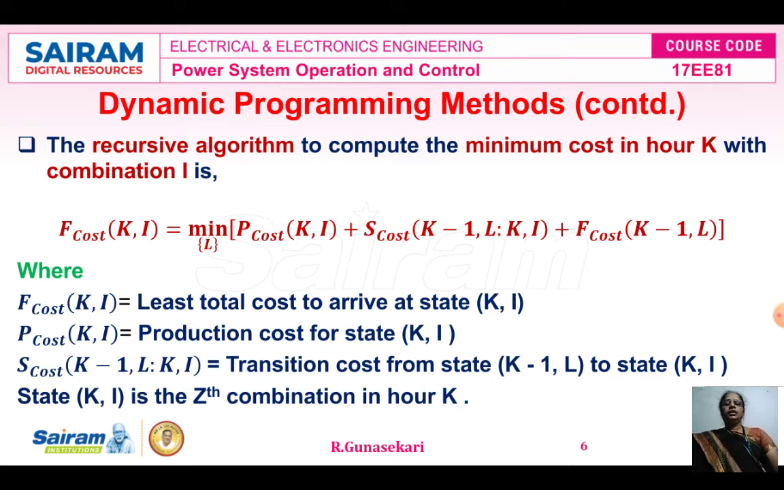Okay, then p cost of k comma I is nothing but the production cost for the state k comma I. But k is nothing but what? Minimum cost in our k. The combination is state I. Okay, s cost, that is s cost of k minus 1 comma L colon k comma I, is nothing but the transition cost from state k minus 1 comma L to state k comma I. The state k comma I is the Ith combination in our k. So this formula is what we used in the flow chart.